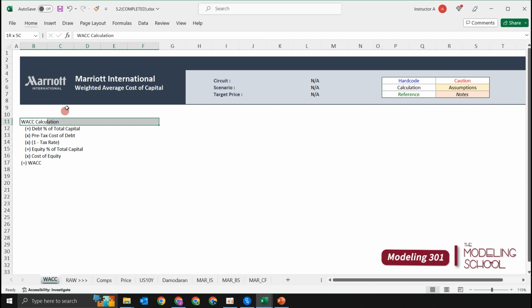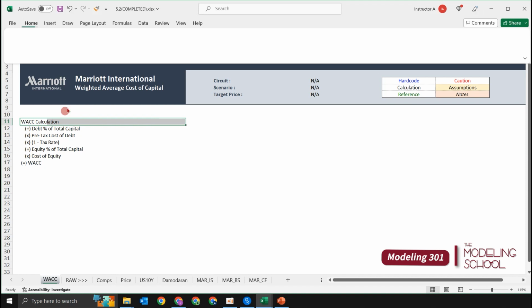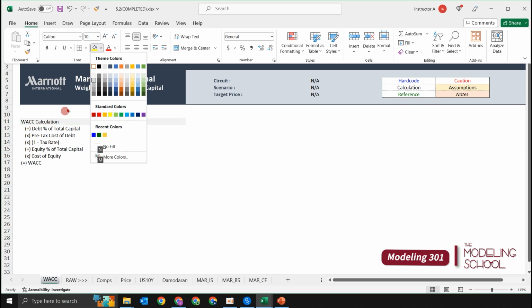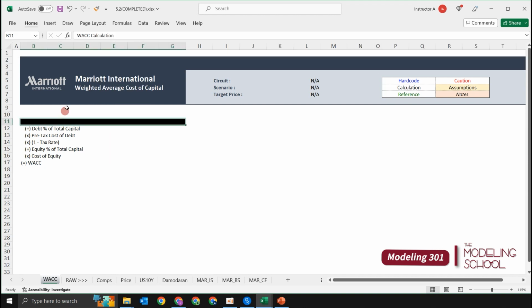So this is going to be our title as usual. So let's color the cells. I'm going to do black, and the font color in white. Let's add some lines as well.